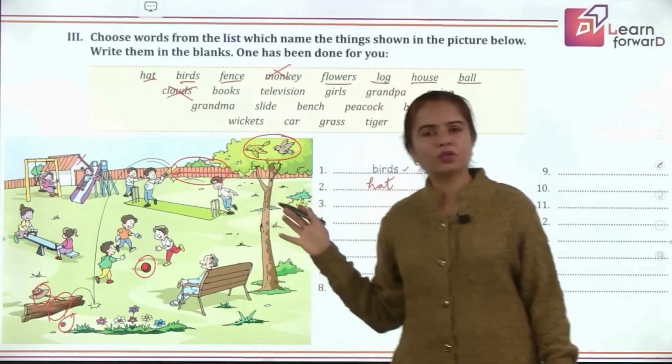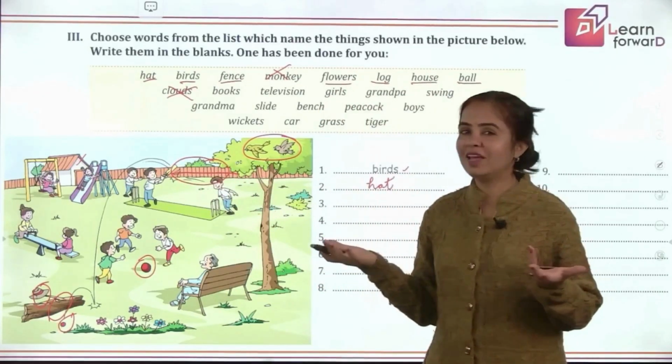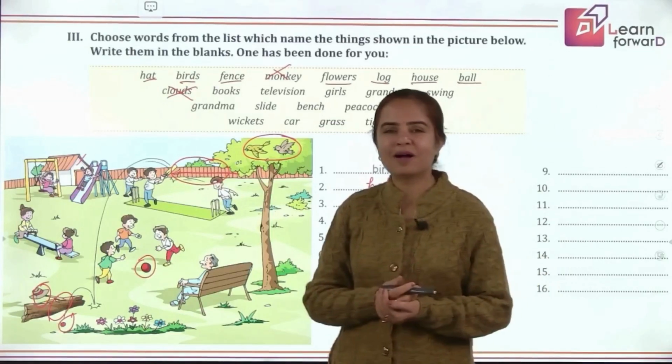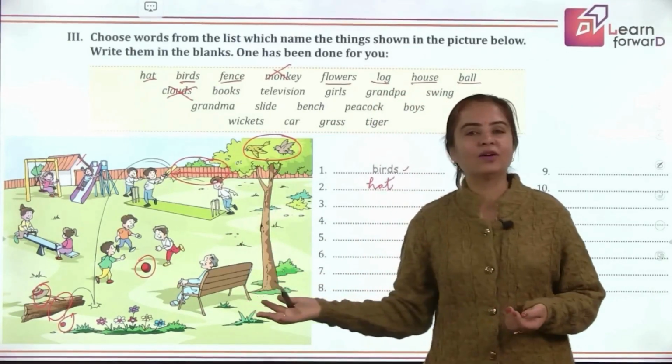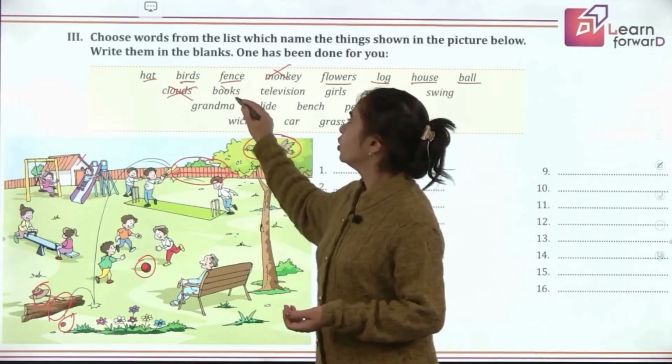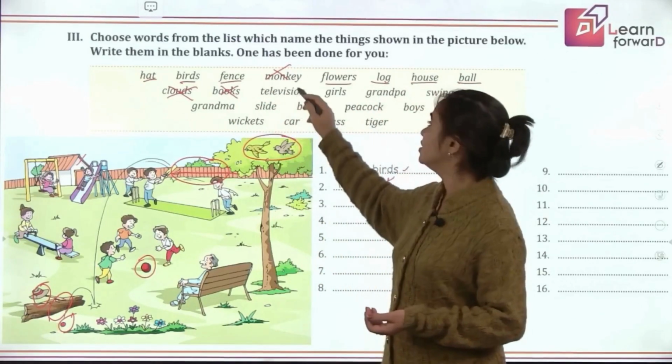Do you see books also here? No way. This is a park. Do you carry your books to the park? And anyhow, I cannot see that here. So I'm going to cross. We don't see a television also here.